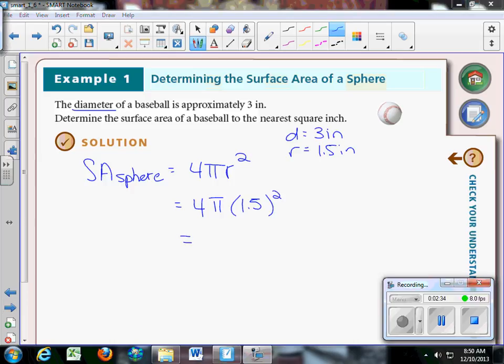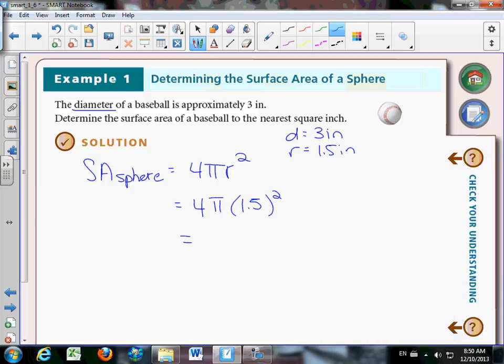All right, so if we plug that into our calculator, 4 times pi times 1.5 squared, you should get 28.27, and the units here are inches, so it's going to be inches squared.